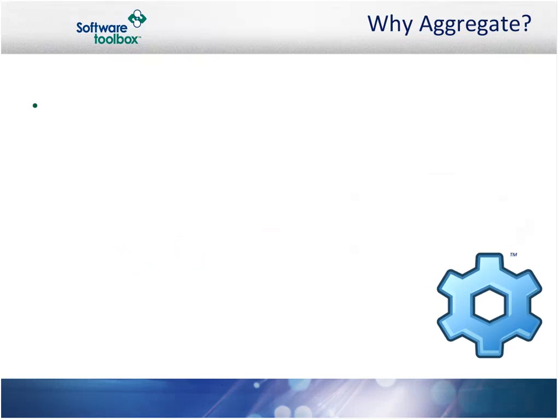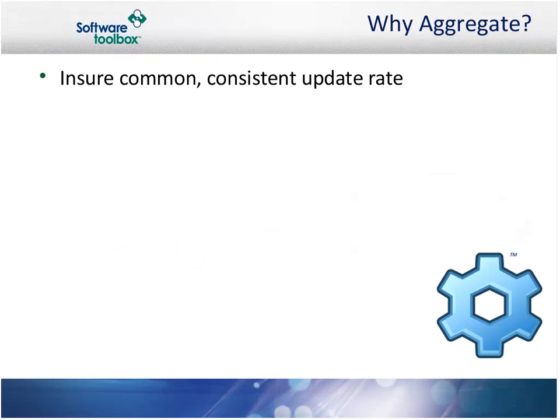So why would you use aggregation? One of the advantages of aggregation is that it can be used to ensure a common and consistent update rate is passed to the OPC server and thus to the hardware devices. You may not realize this, but most OPC servers decide what rate to pull the hardware devices based on the requested update rate from the OPC client.